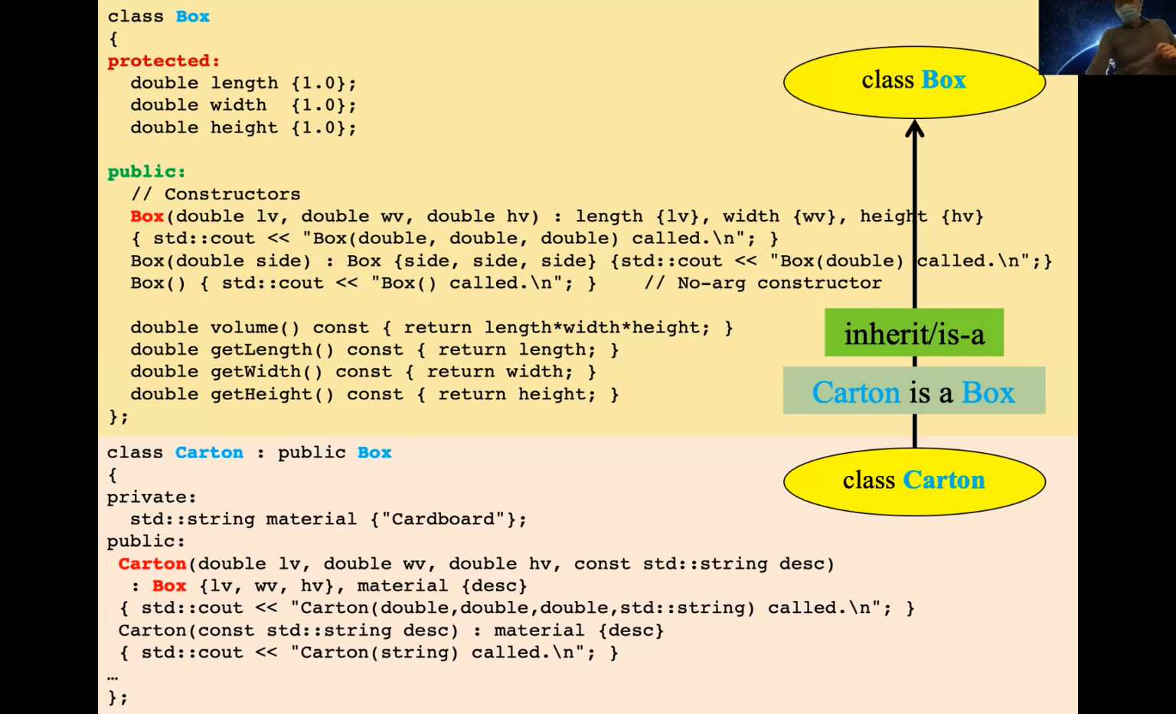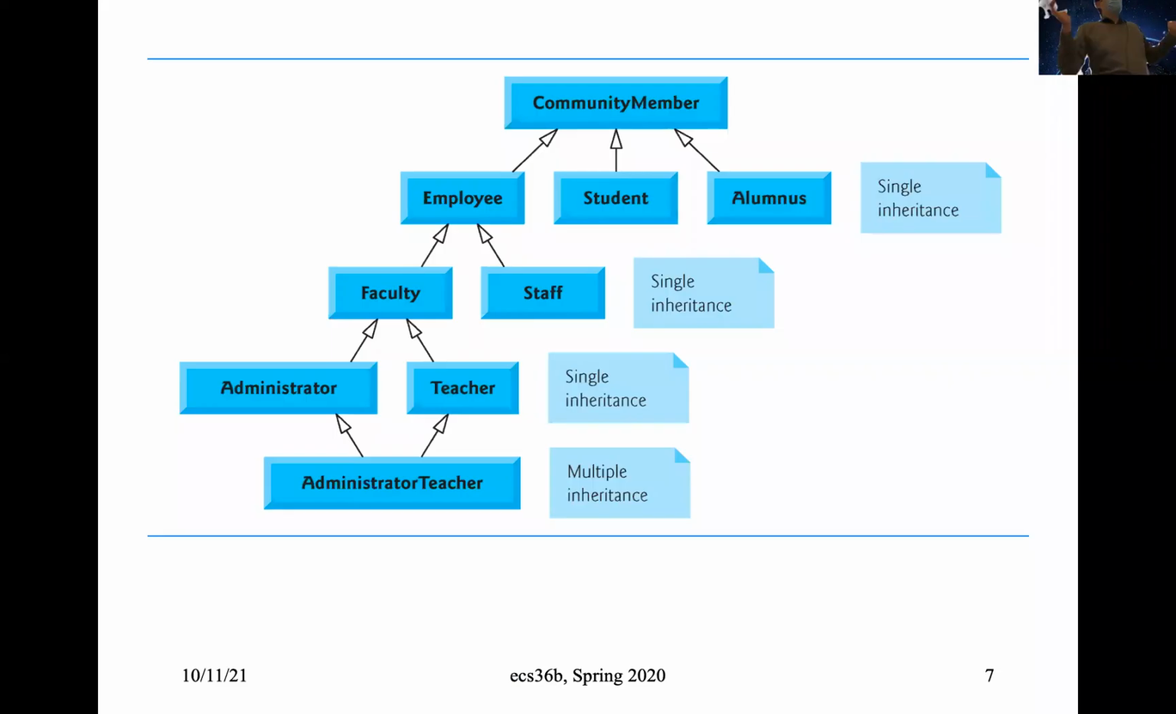So I show you this figure. This shows both single and multiple inheritance in this graph. You can see that, for example, a student is a community member, and an employee is a community member. If you look at class student, class alumnus, and employee, they only have one parent class or superclass in this case, so they are single inheritance. But an administrative teacher is multiple inheritance because it actually inherits from two classes: one is administrator, one is teacher.